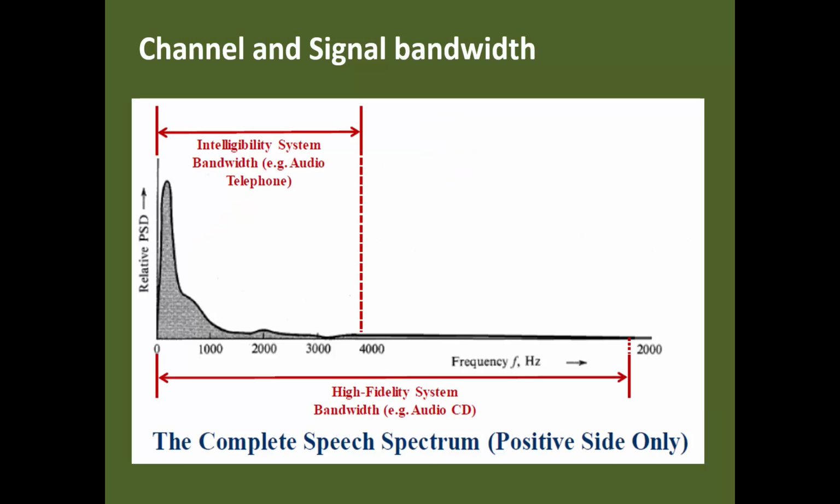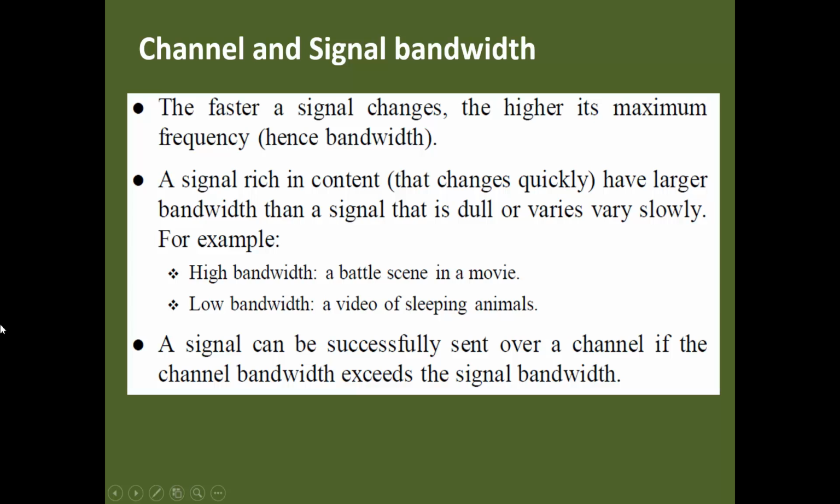Okay, this is the same slide. This is the bandwidth requirement for a speech signal that I have already discussed. The faster a signal changes, the higher its maximum frequency, hence bandwidth. These are the characteristics of the signal which actually define its bandwidth. A signal rich in content that changes quickly will certainly involve a higher maximum frequency component, and has larger bandwidth than a signal that is dull or varies very slowly.